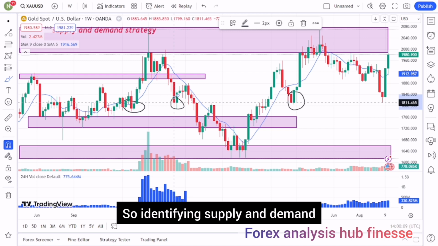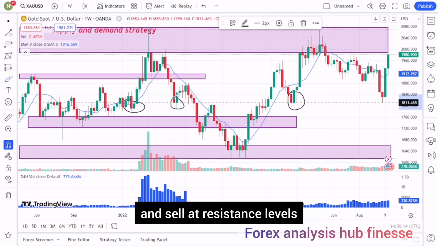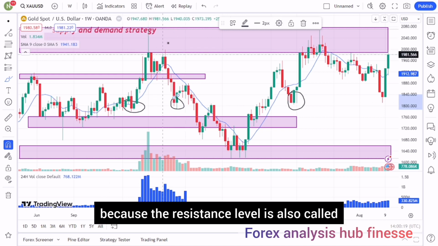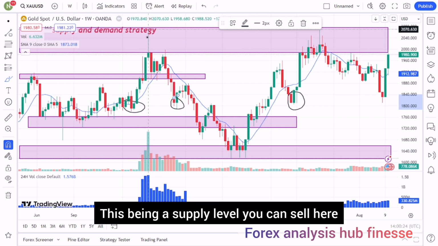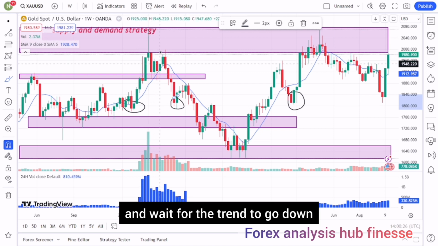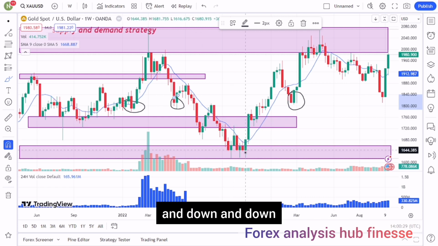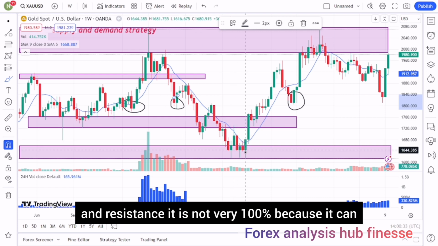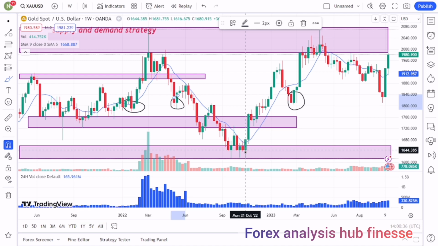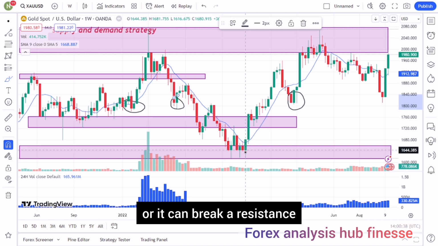So identifying supply and demand, you can buy at support levels and sell at resistance levels, because the resistance level is also called a supply zone. This being a supply level, you can sell here and wait for the trend to go down and down and down. This being the strategy of using support and resistance, it is not 100%, because it can break a support or it can break a resistance.